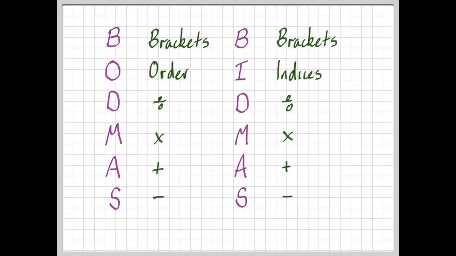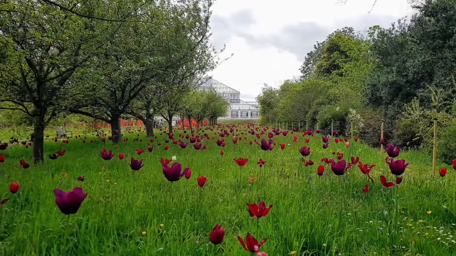And the great thing about these things is it tells you what to do first. You do the things at the top first, brackets. Then if you've got any order or indices, you do them next. Then you do divide. Then you do multiply. Then you do add. And then you do subtract. So the best way of explaining this really well is to give you some examples.